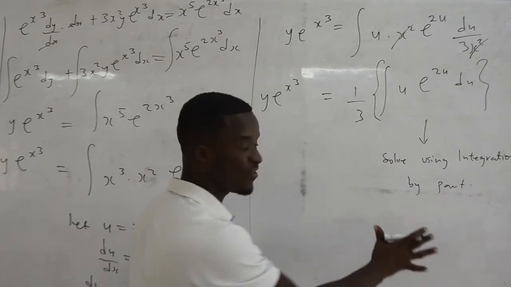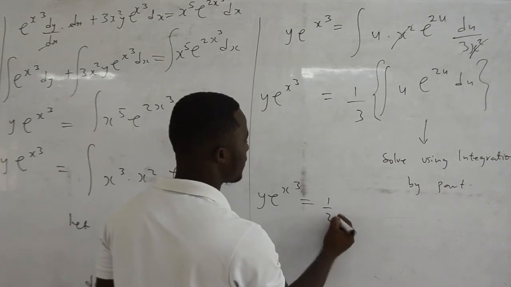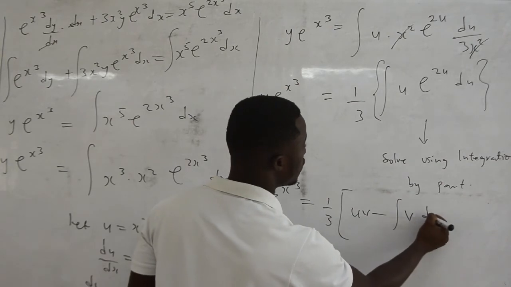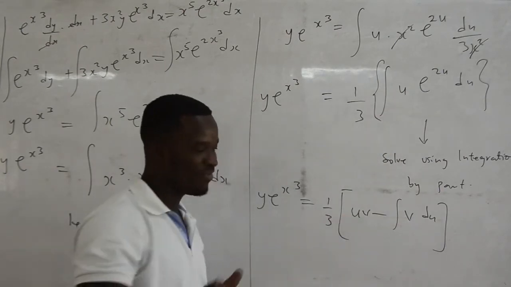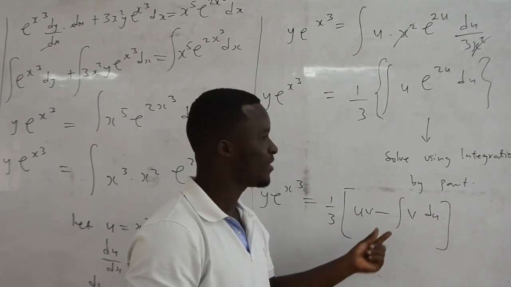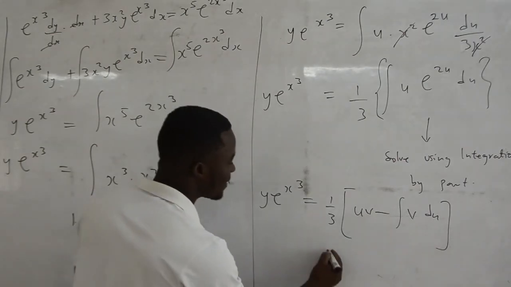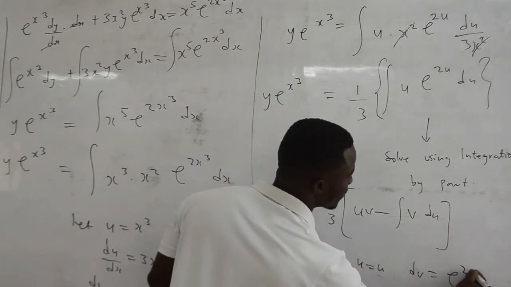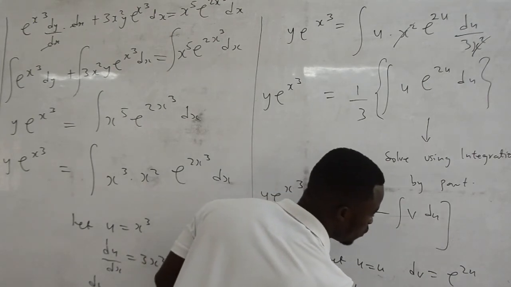So we'll solve this one using integration by parts. So here we'll have y e^(x³) is equal to 1 over 3 of uv minus the integral of v du. That's the integration by parts formula. We have variables u and v, but now we have u here. So we just let u be equal to u and dv be equal to e^(2u) du. Differentiate u, you get du. Integrate dv, you get v equals 1 over 2 e^(2u).